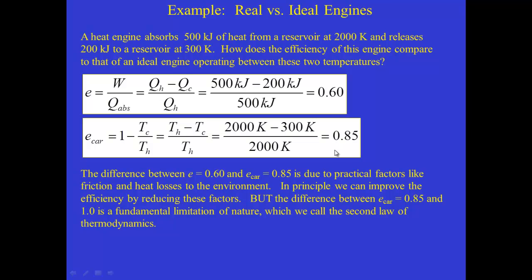All right. In principle, we can improve that efficiency by trying to reduce some of the factors that cause these non-ideal losses. However, the difference between 0.85, the Carnot efficiency, and the hypothetical upper limit of 1, that's a fundamental limitation of nature. Whenever you have two reservoirs at 2,000 and 300 Kelvin, you will always have this upper limit on how efficient of an engine you could actually build. And so that fundamental limitation is not due to practical matters like friction. It's just because that's the way nature is. And we enshrine that property in what we call the second law of thermodynamics.